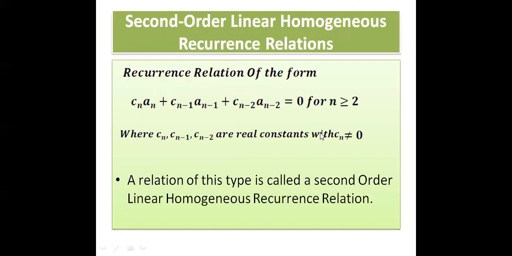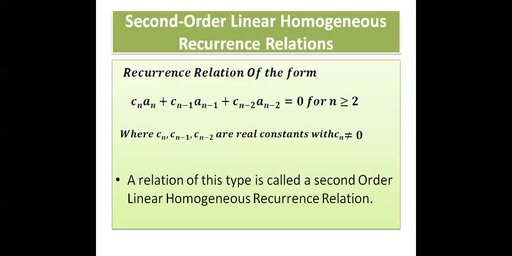Second order linear homogeneous recurrence relation. Any recurrence relation of the form c_n a_n + c_{n-1} a_{n-1} + c_{n-2} a_{n-2} = 0 for n greater than or equal to 2, where c_{n-1} and c_{n-2} are real constants and c_n is not equal to 0. What happens if c_n is equal to 0?